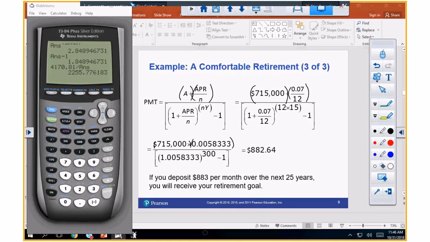Huh. Well, they got all kind of errors in this thing, don't they? That should be 180. Yeah, because 12 times 10 is 120, and then plus 60 is 180. So that would be right. Let's see what happens when it does that. Would it make it change it to 882? 715 times 0.0058333.